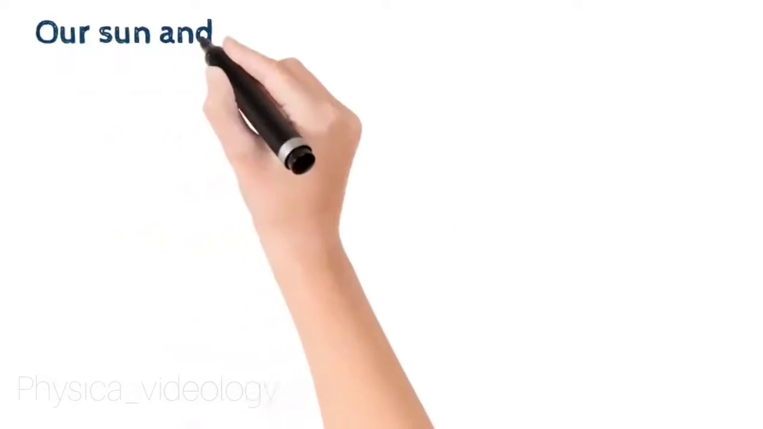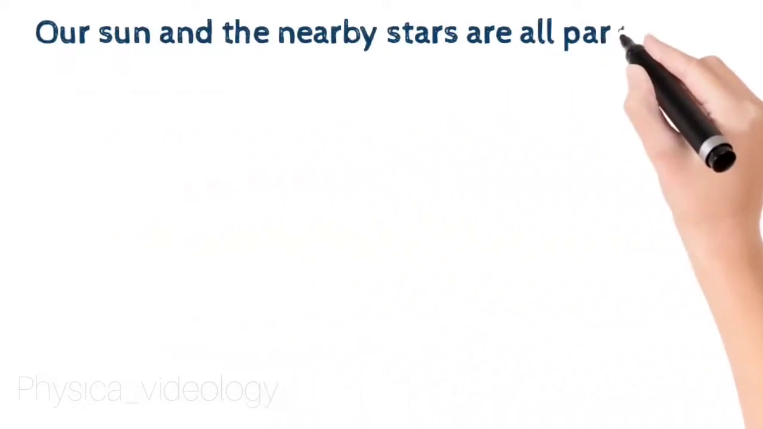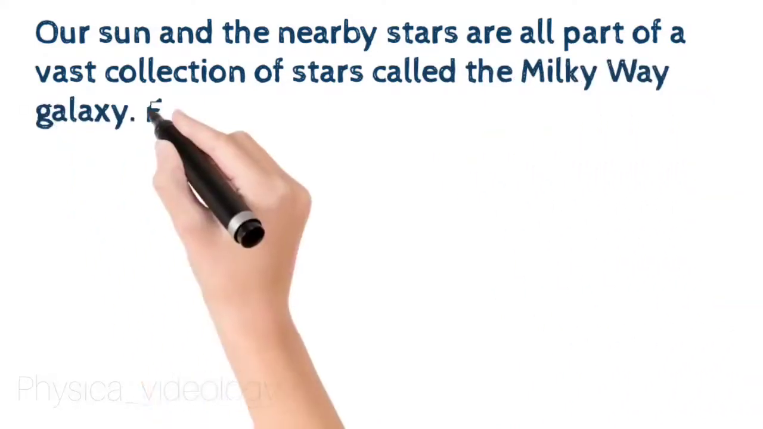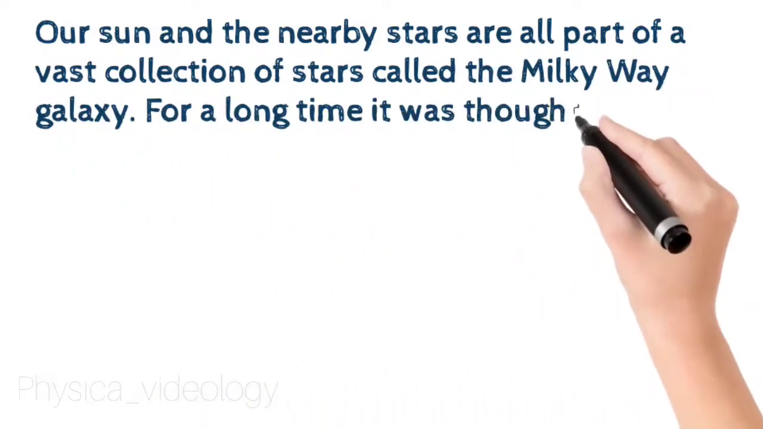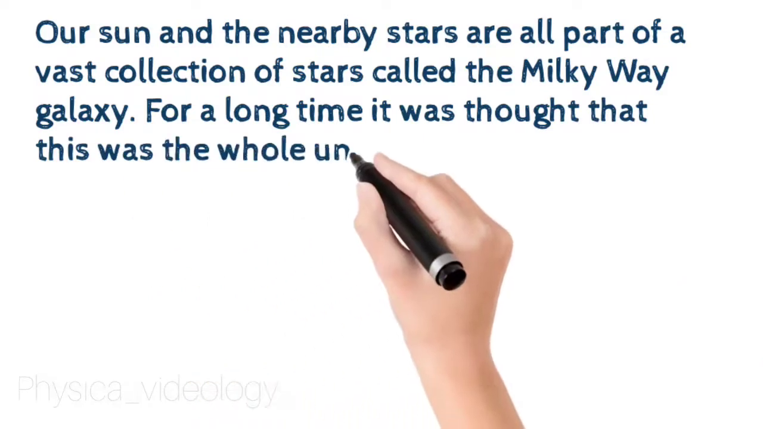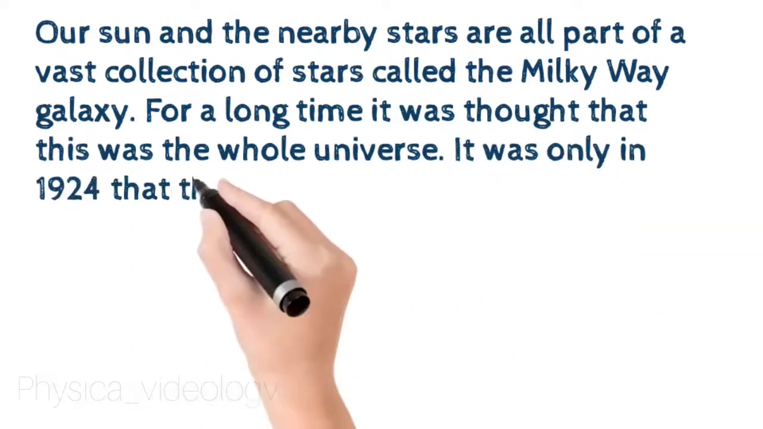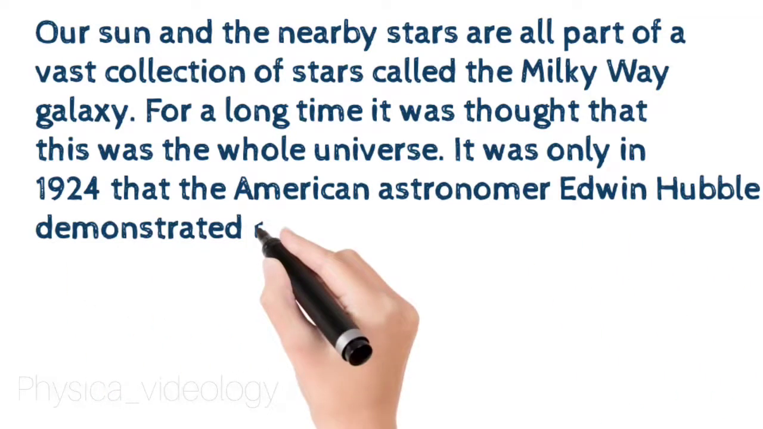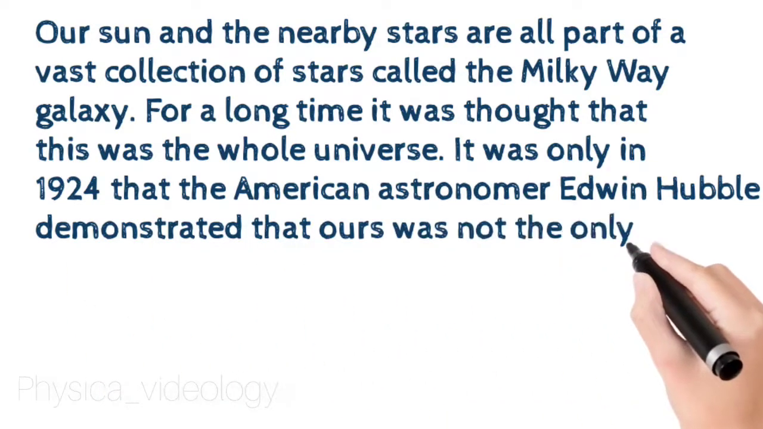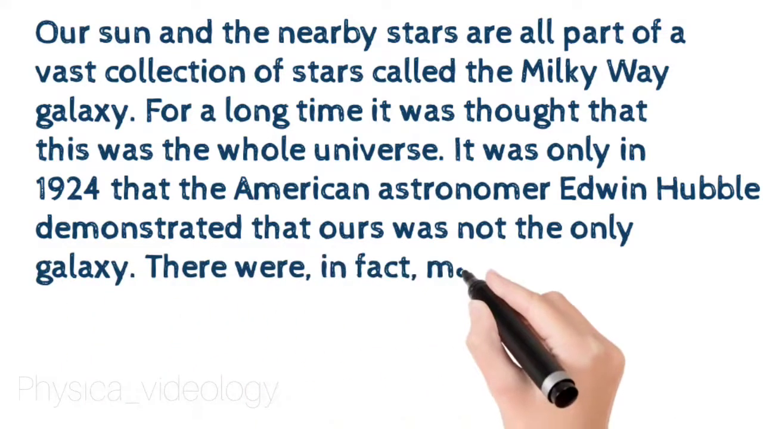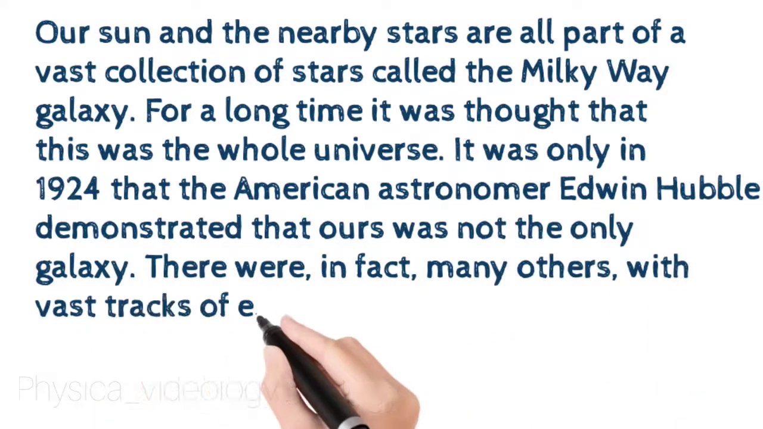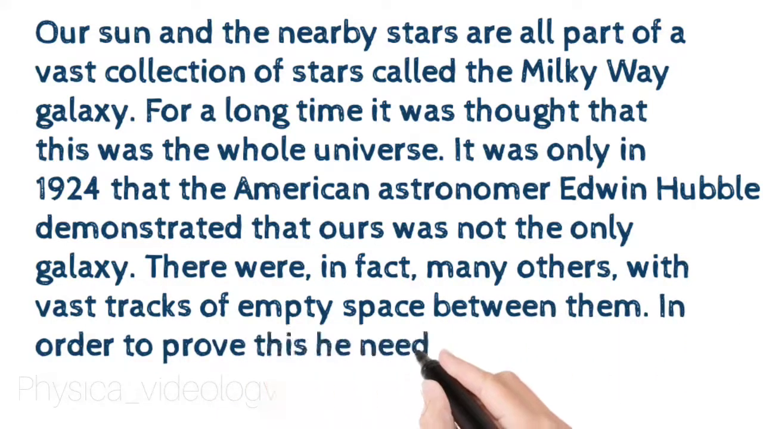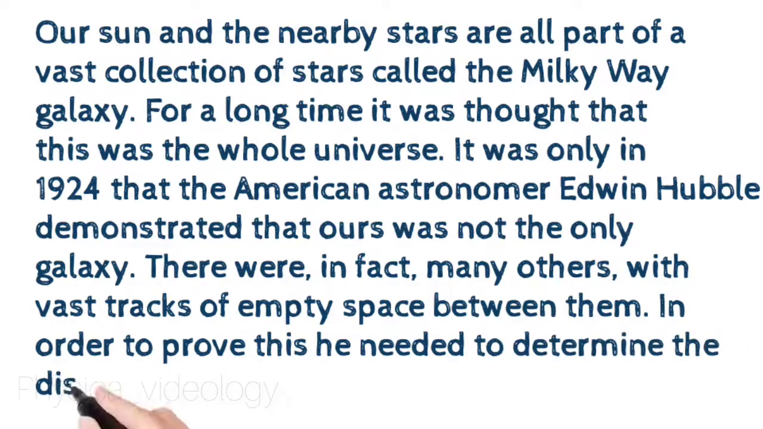Our Sun and the nearby stars are all part of a vast collection of stars called the Milky Way galaxy. For a long time it was thought that this was the whole universe. It was only in 1924 that the American astronomer Edwin Hubble demonstrated that ours was not the only galaxy. There were, in fact, many others, with vast tracts of empty space between them. In order to prove this, he needed to determine the distances to these other galaxies.